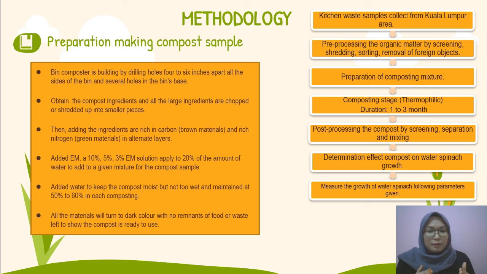Then I will add the EM, effective microorganism, to the compost sample. Then I will add water to keep the compost moist but not too wet, to maintain 50% to 60% in each composting. To make sure that the compost is already matured, all the material will turn to a dark color with no remnants of wood or waste left in the compost. So here we can see the flow chart of the work that I will use to develop my project.